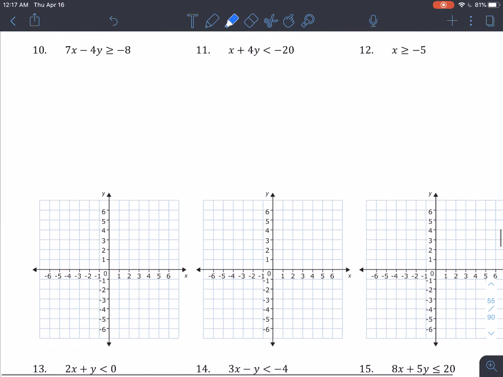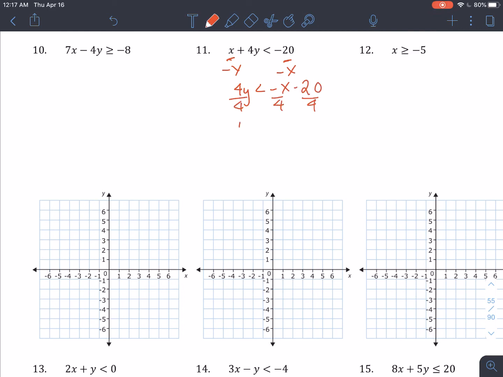So if we look at these examples, if I look at number 11, for instance, you could try to graph this by the intercepts, but right away, if I notice this, I'm going to notice that the one intercept is way off of this graph space. So the other way to graph when they're in standard form is to put them into slope-intercept form. So I'm going to subtract x from both sides, 4y is less than negative x minus 20. Divide by 4 in all three places. And we get y is less than negative x divided by 4 is the same as negative 1/4 x minus 5.